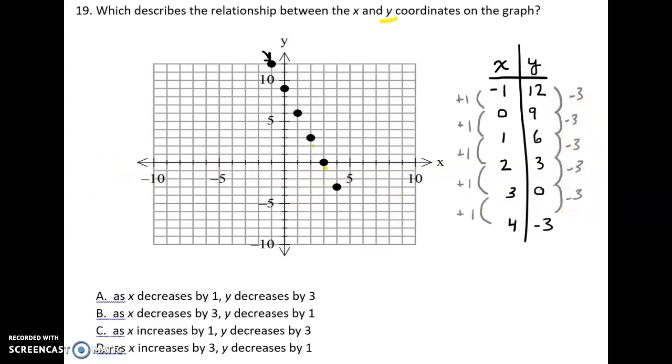So let's read our statements here. We have, as x decreases by 1, y decreases by 3. We know it's not A because x is not decreasing. So as x is decreasing by 3, again we can rule out that it's not decreasing. We have, as x increases by 1, y decreases by 3. So over here again we've got that +1 increase, that -3 decrease. So our answer here is C.